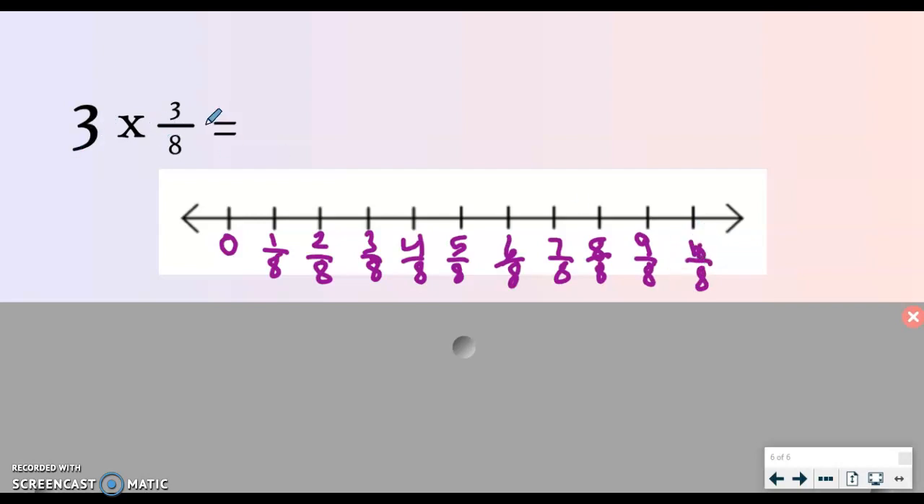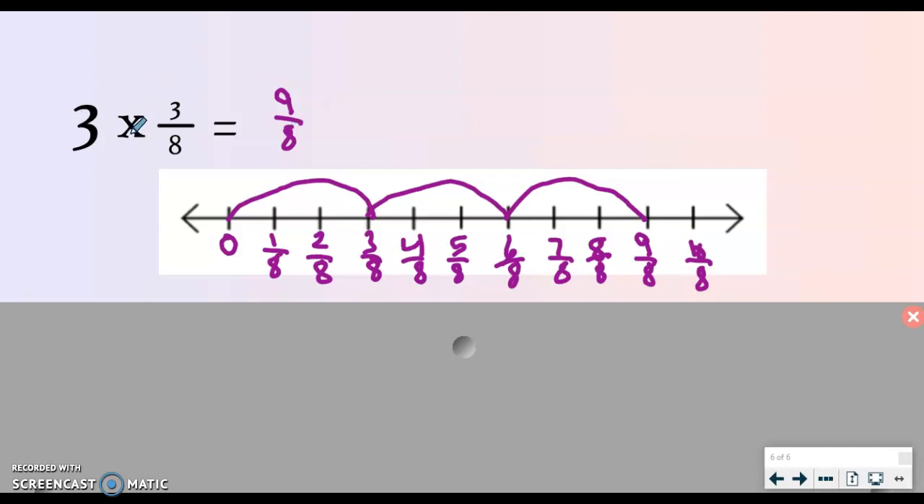All right, so 3 times 3/8. I'm going to start at 0, and then each time I hop, I'm going to cover 3/8. So 1, 2, 3/8. So that would be 1 time. And then I need to do another 3/8. So 1, 2, 3, 2 times. And then 3/8 again. 1, 2, 3. So that's 3 hops with 3/8 in between each hop. And I landed on 9/8. So 3 times 3/8 is 9/8.